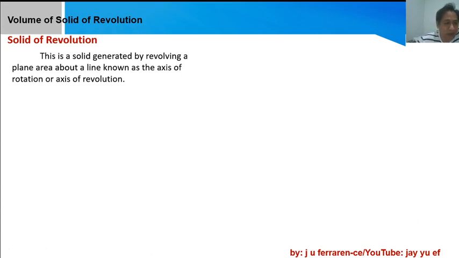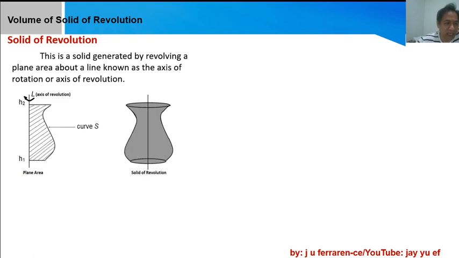So if I'm going to show a plane area, this plane area which is shown in our figure will be revolved on a line L, which is known as the axis of revolution. So this will generate a solid. If this is originally the area, then revolve about L, the solid that is formed is this one. Now our concern is to determine the volume of the generated solid.